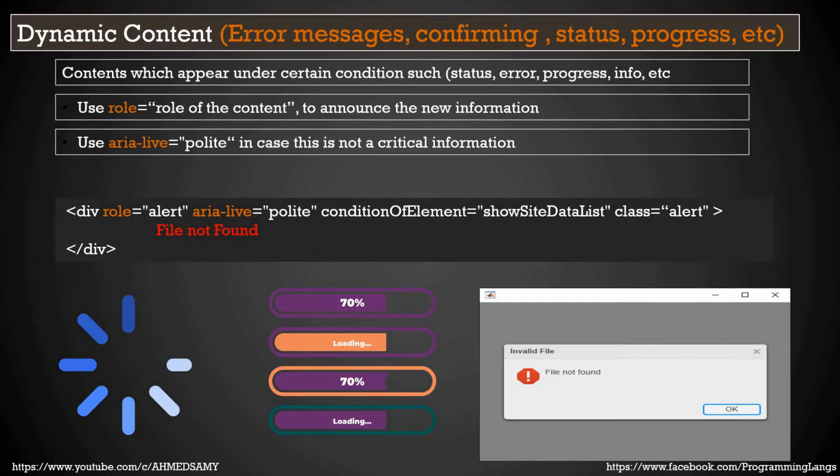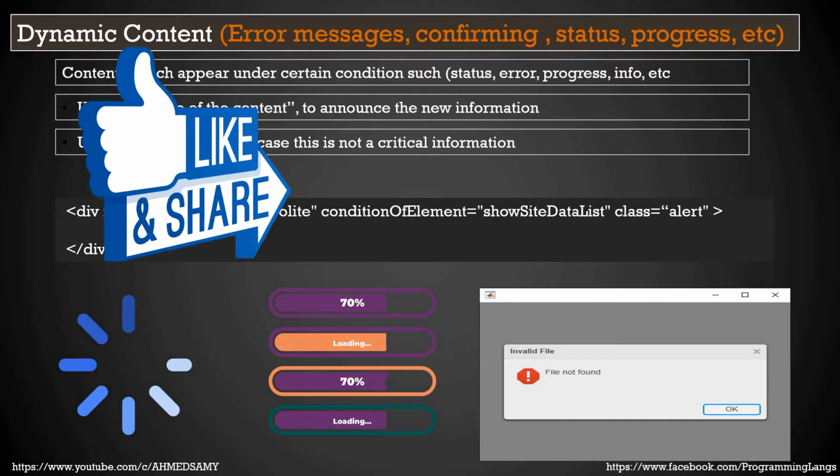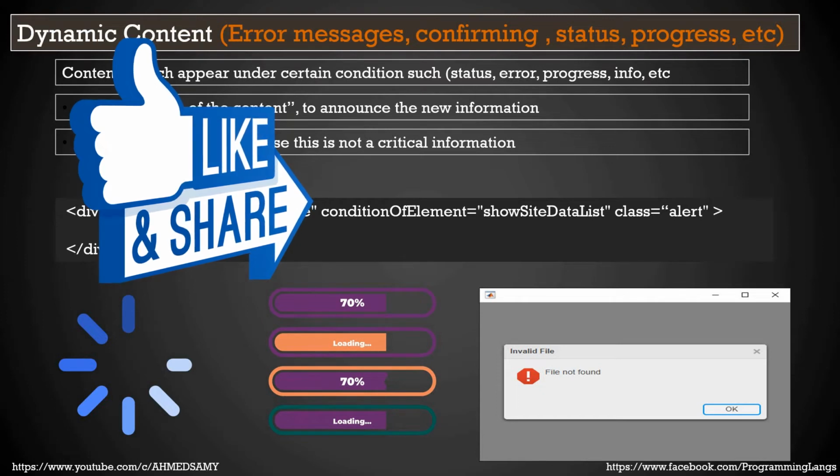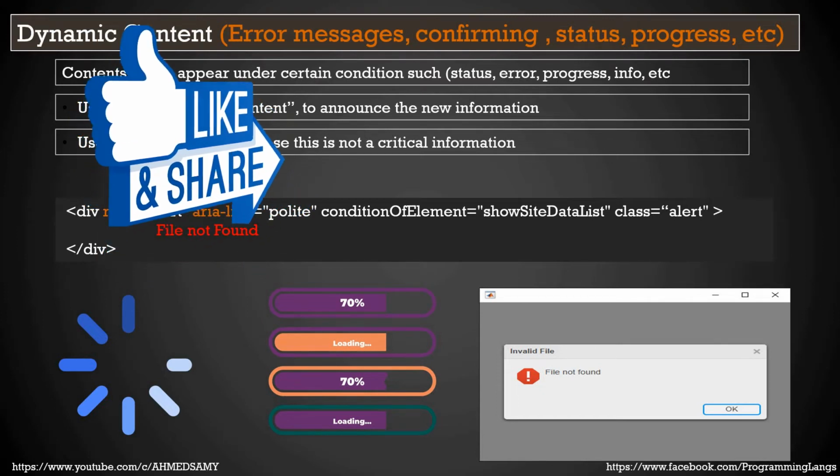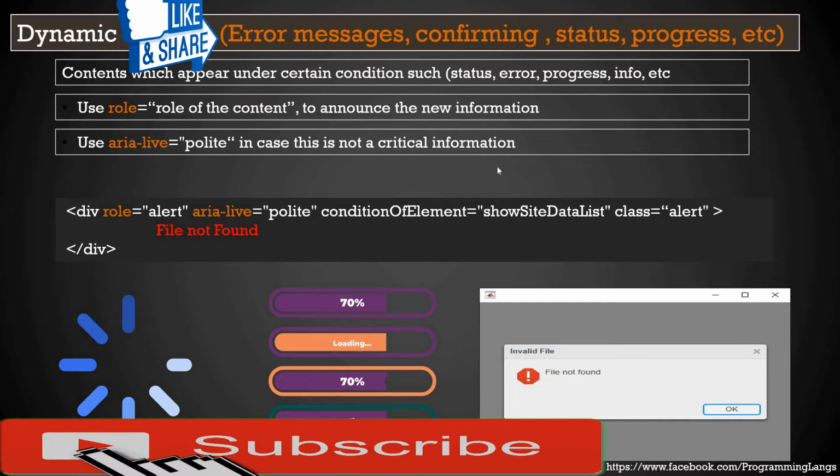How can you make a web application screen reader friendly? Last time we stopped at how we can make our dynamic content, which appears on condition, screen reader friendly. This time we are going to continue working with our input field. So let's get started with the input field.